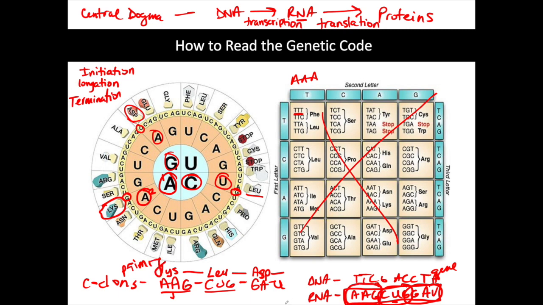So that's how we read the genetic code in terms of RNA. So over here, this is RNA. And over here on the right, I have the same thing being read as DNA.